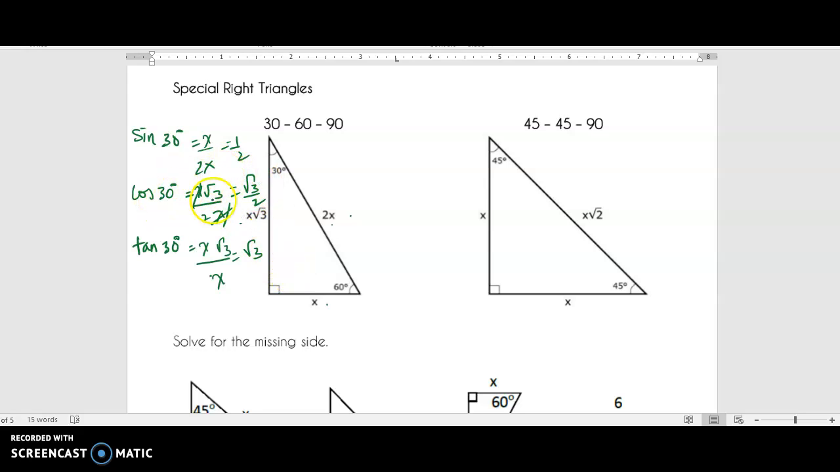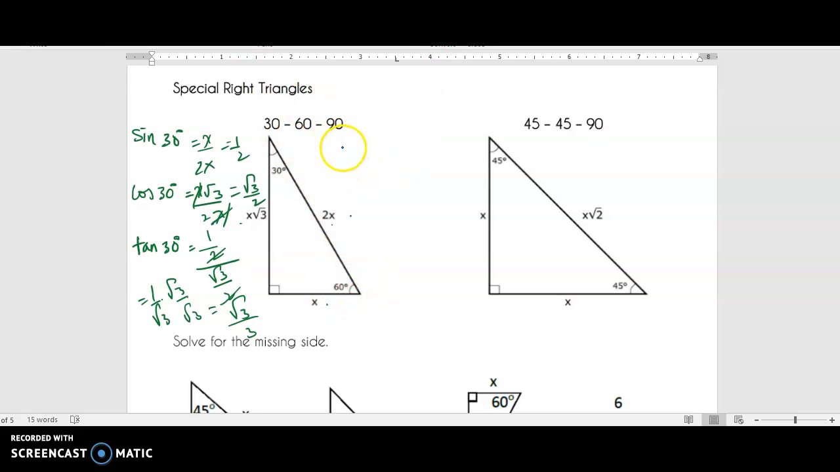Sine 30 is half, cos 30 is root 3 over 2, tan 30 is, oh, my bad. So tan is sine 30 over cosine of 30, half over square root of 3 over 2. So the 2's cancel and you'll get 1 over root 3. That's what I thought. And you need to rationalize it. So that's how you rationalize, and then you will get square root of 3 over 3. That's tan 30.